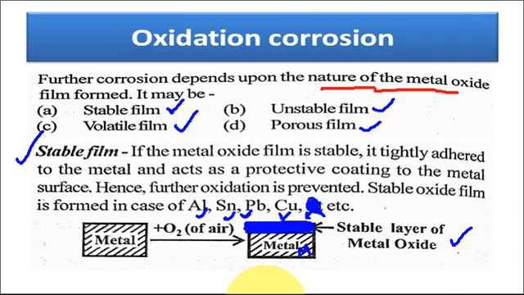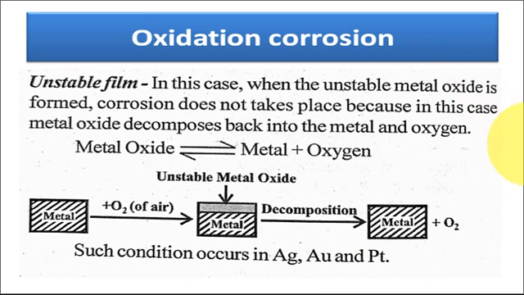Now, the second case is the formation of the unstable layer. In such cases, metal undergoes corrosion and formation of the metal oxide layer takes place. But the nature of this metal oxide layer is unstable, meaning as the oxide layer is formed, it soon decomposes again into the fresh metal and the oxygen. So this is a reversible reaction.